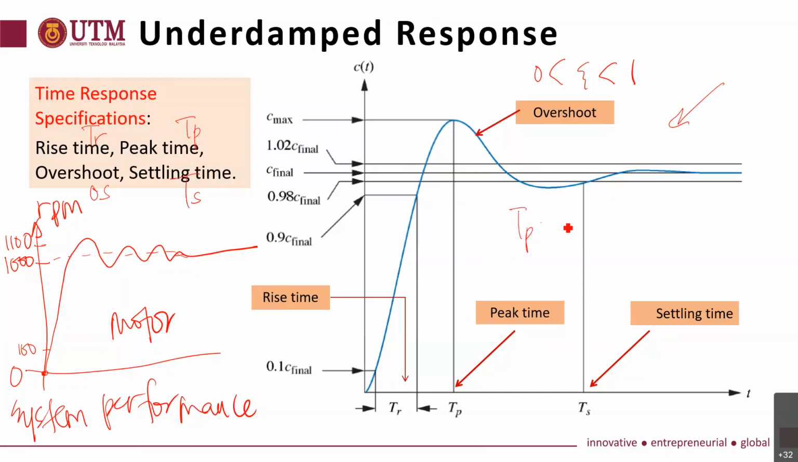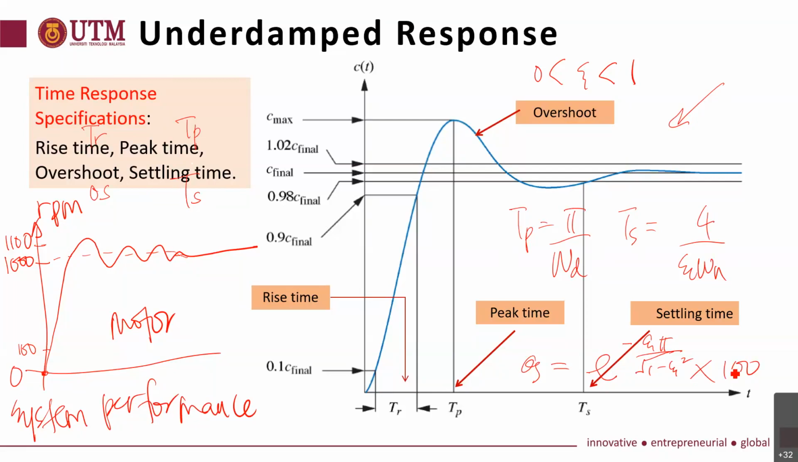Tp we know is pi over omega d. Ts is 4 over zeta omega n. Overshoot is equal to e to the power of the formula for overshoot. There is a formula also for Tr. All those formulas you have to remember, because in control design we design based on the time response specifications.